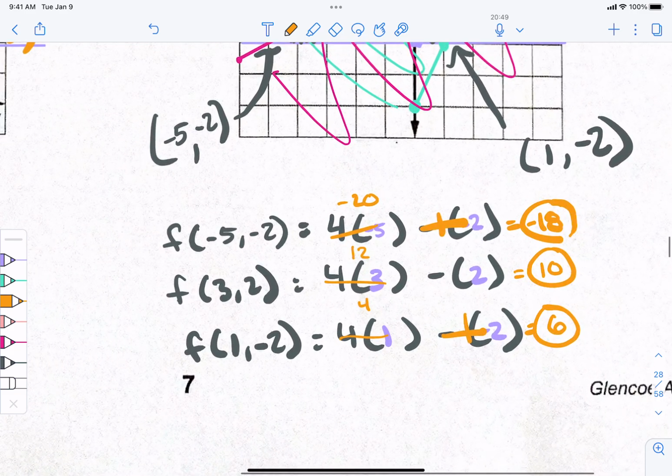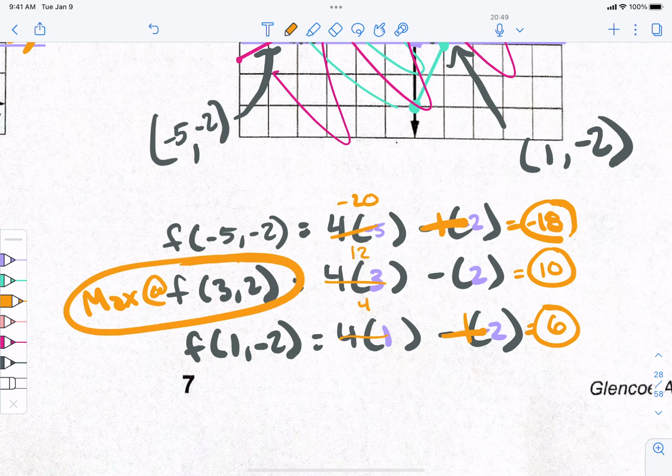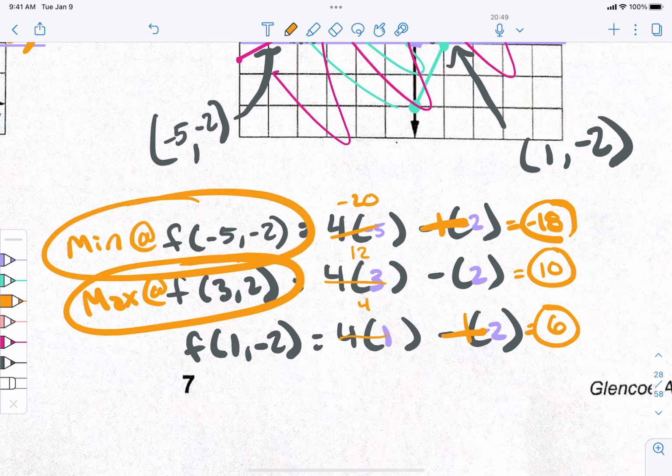All right, so maxes and mins, here we go. Where is the maximum? 3, 2. So I'm going to say max at 3, 2. There you go. Okay, min at negative 5, negative 2. There we go. Okay, happy with that? Yeah, very nice.